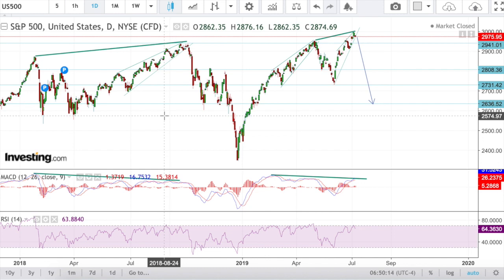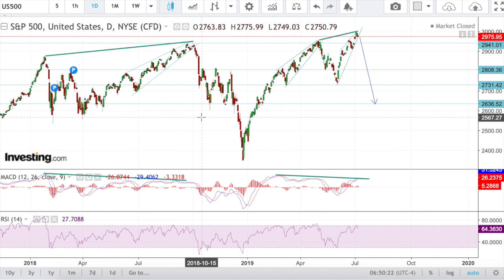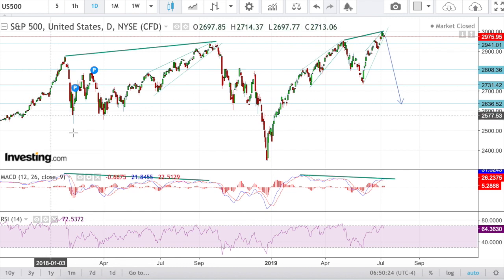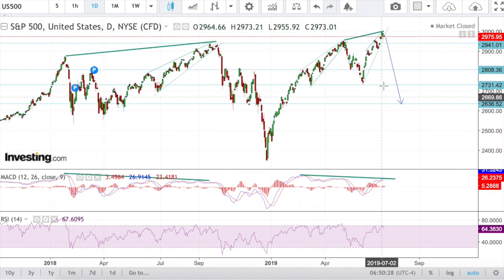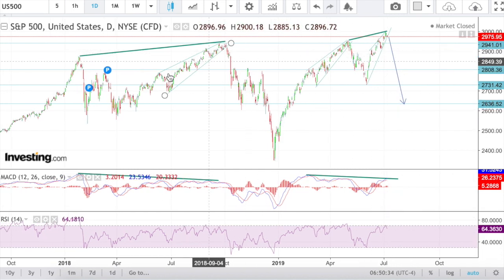So without further ado, let's get right into it. So this is, as you can see, a daily chart of the S&P 500. And for the sake of simplicity, I'm going to just review the technicals of 2018 and 2019.